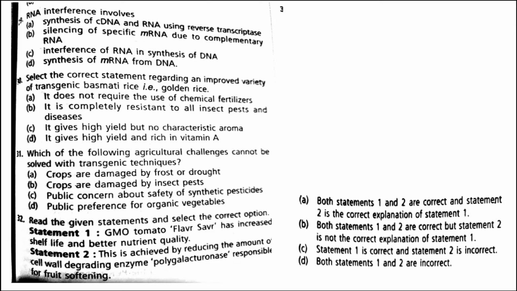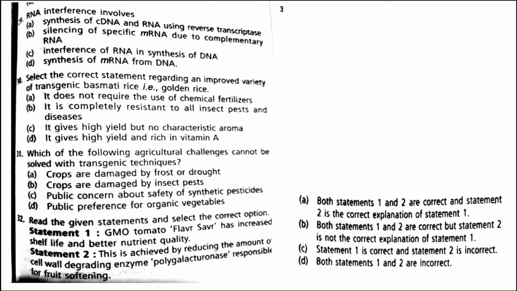RNA interference involves A. Synthesis of cDNA and RNA using reverse transcriptase, B. Silencing of specific mRNA due to complementary RNA, C. Interference of RNA in synthesis of DNA, D. Synthesis of mRNA from DNA. So the answer will be option B.